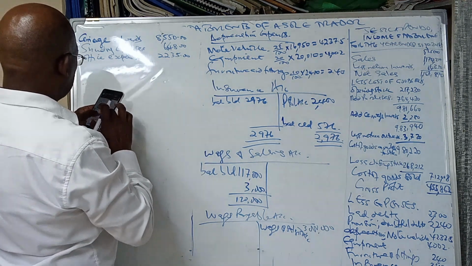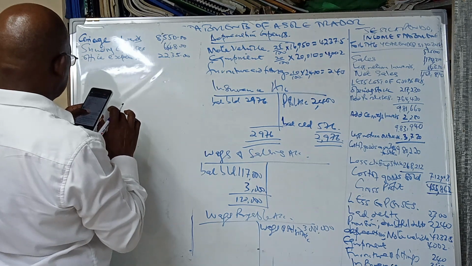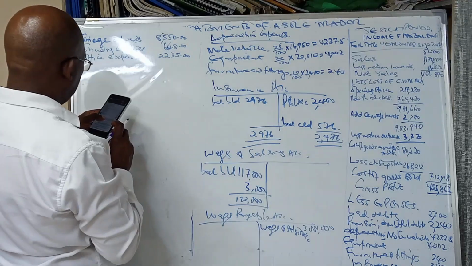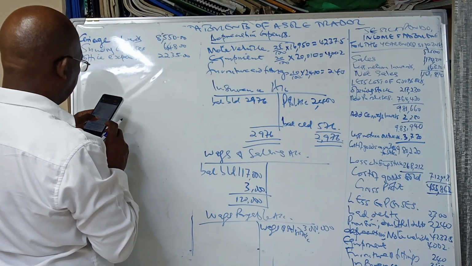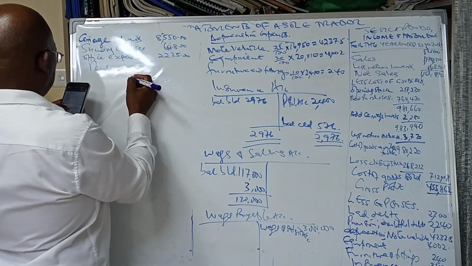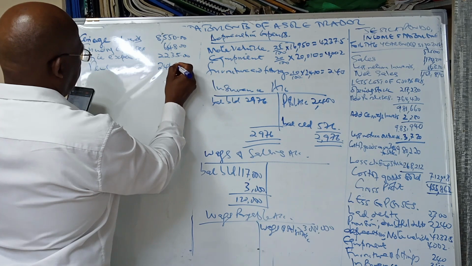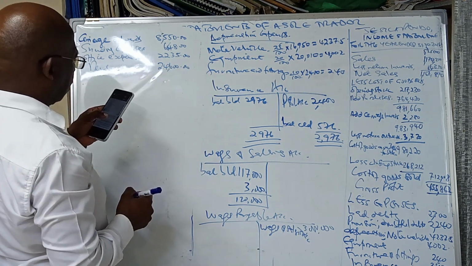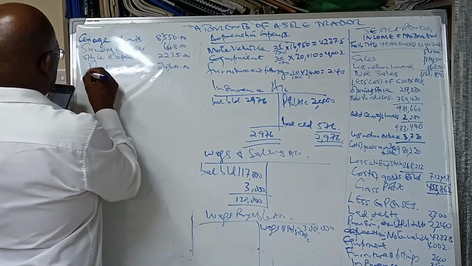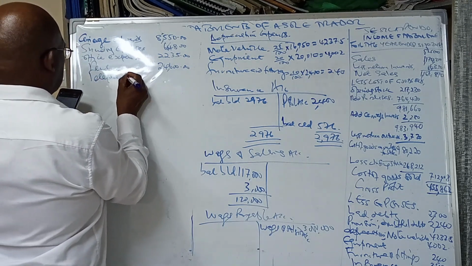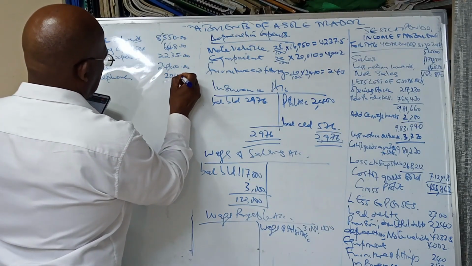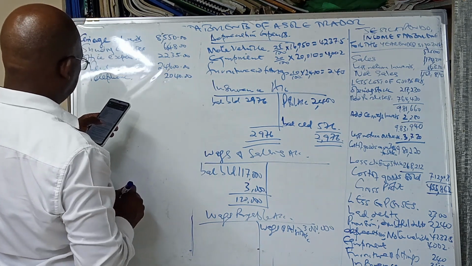Insurance we have captured. Salaries and wages we captured. Rent is 24,600. Then telephone expenses, 2040.